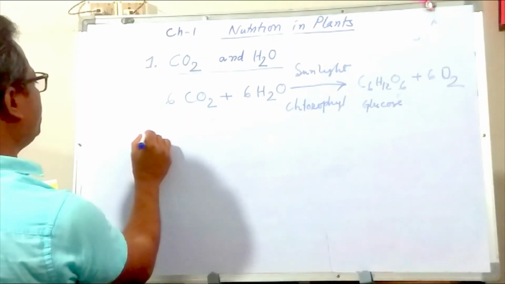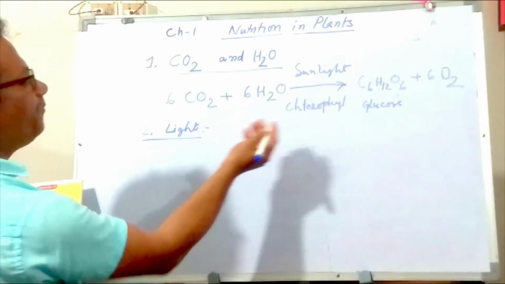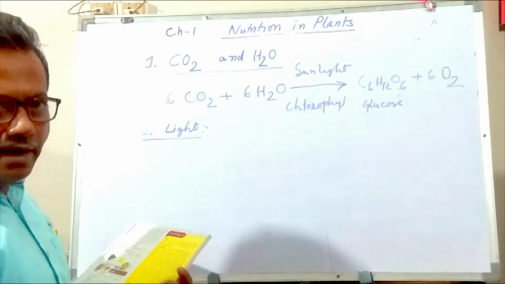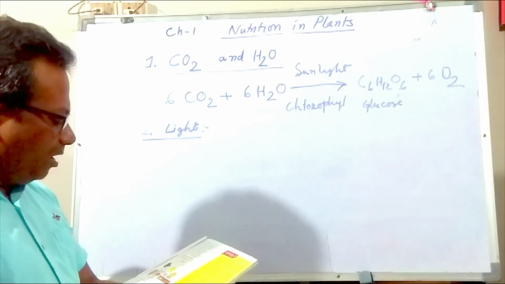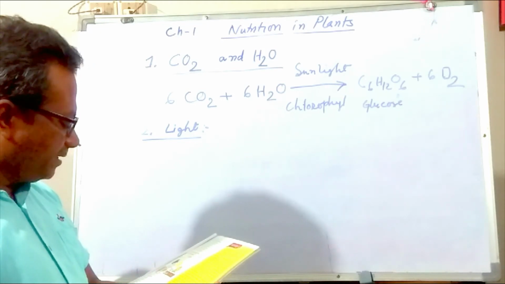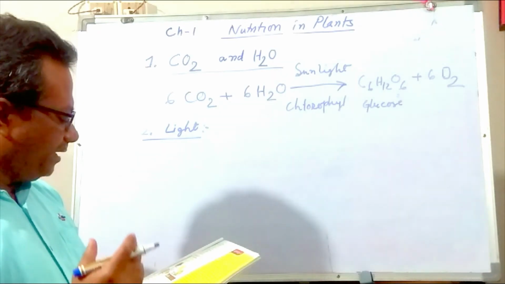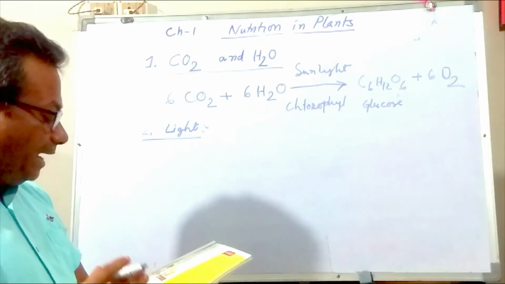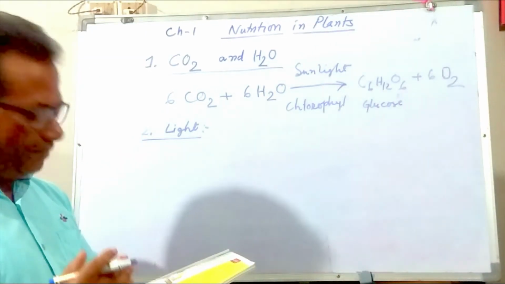Now, number 2 is light. You know that the chlorophyll traps the sunlight and converts it into energy. As the intensity of light increases, the rate of photosynthesis also increases linearly, but at higher light intensity, the rate of photosynthesis becomes limiting.